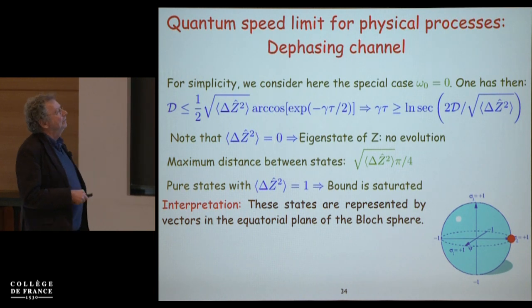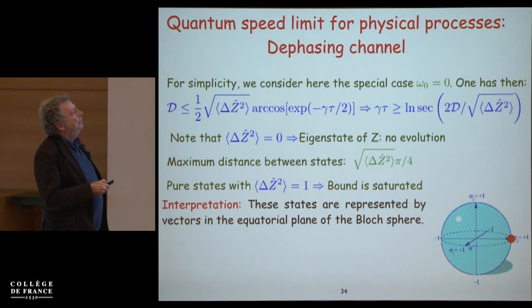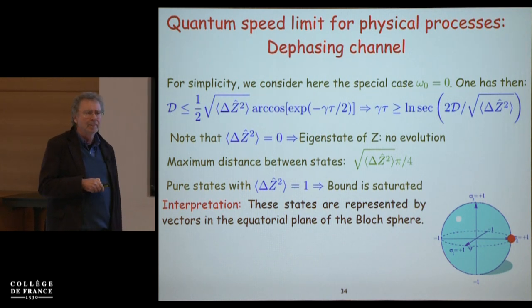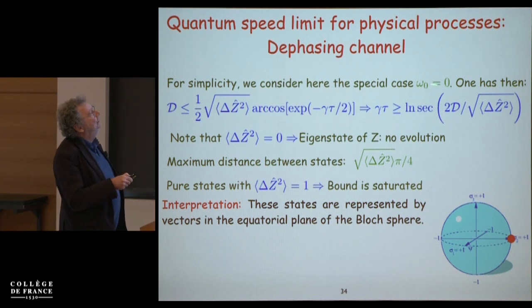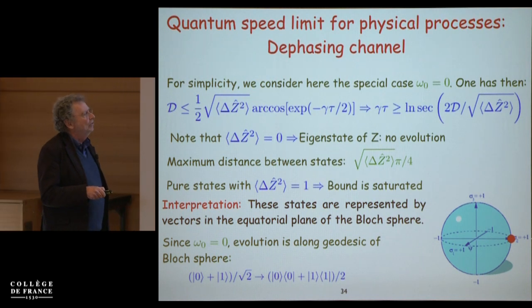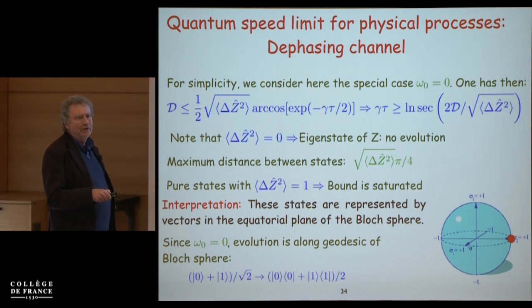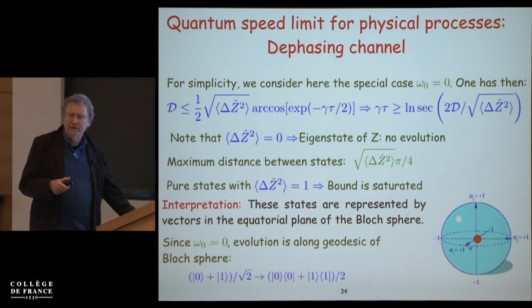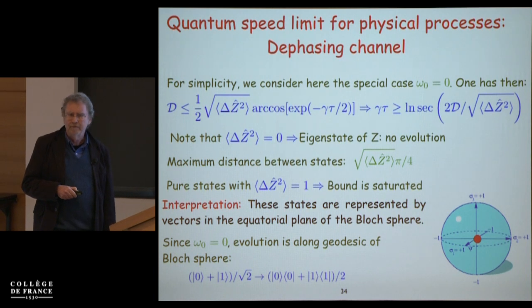Now, what does it mean? What's the interpretation of that? Well, if you have pure states with maximum variance, that means that they are here on the equatorial plane. Now, remember that omega 0 is equal to 0. So the evolution of these states is along a geodesic of the Bloch sphere. They are going towards the center. So 0 plus 1 over square root of 2 at time infinity becomes just the identity in this space. So this is the evolution. And because the evolution is along a geodesic, you should saturate the bound. So that's the idea, as usual. Okay.